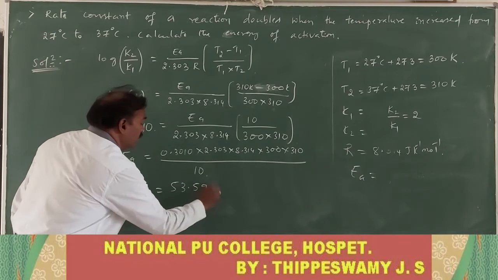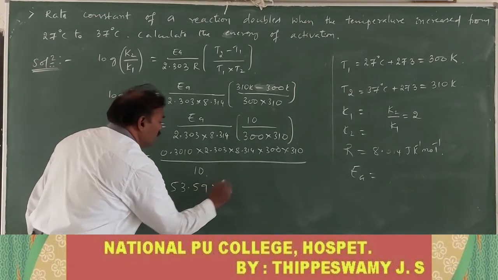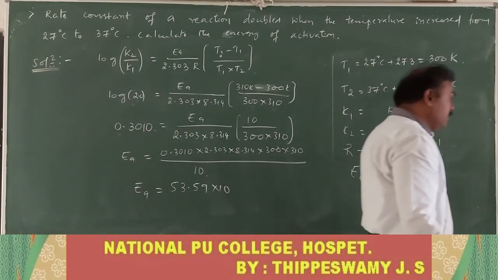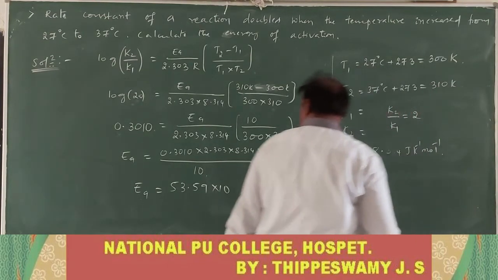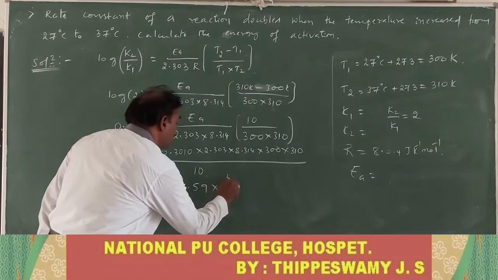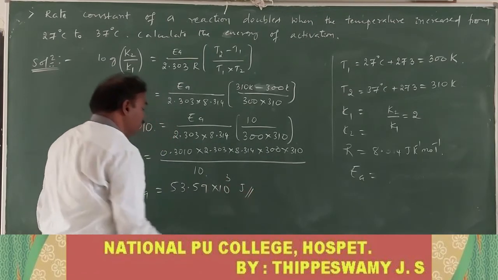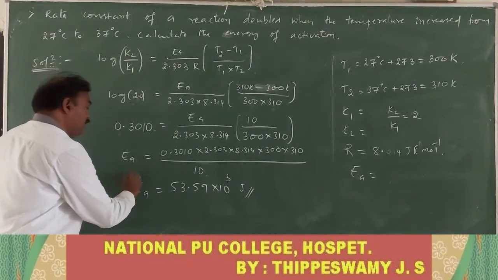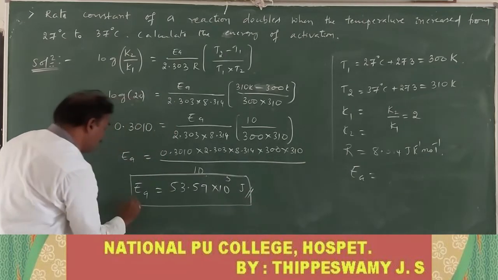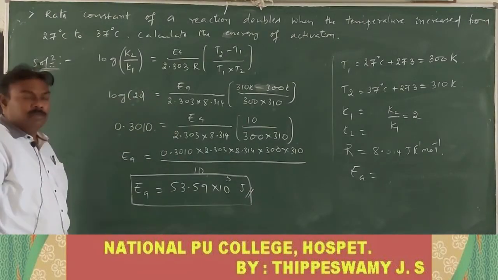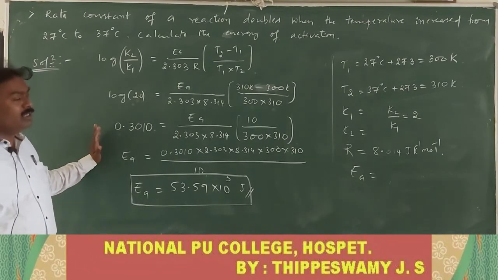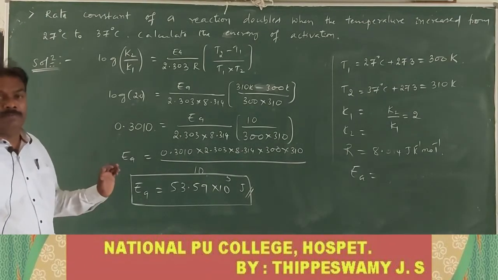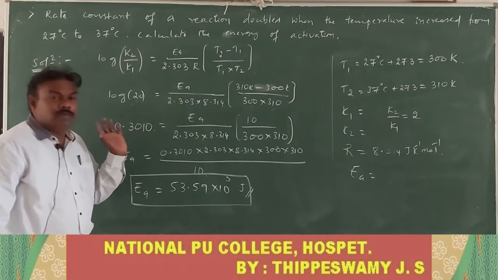53.59 into 10 to the power 3, it is joules only. So this is the value of the activation energy of the reaction. Like this I have to simplify the numerical based on the Arrhenius equation. It is very, very important.